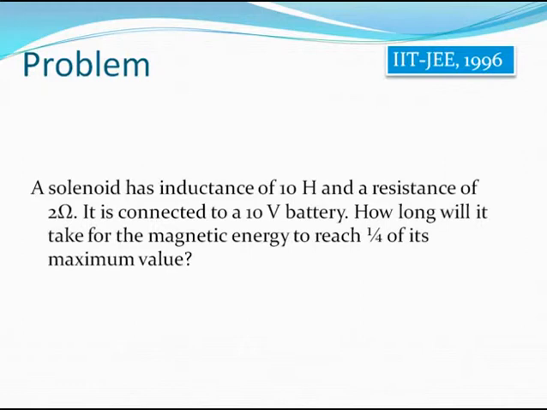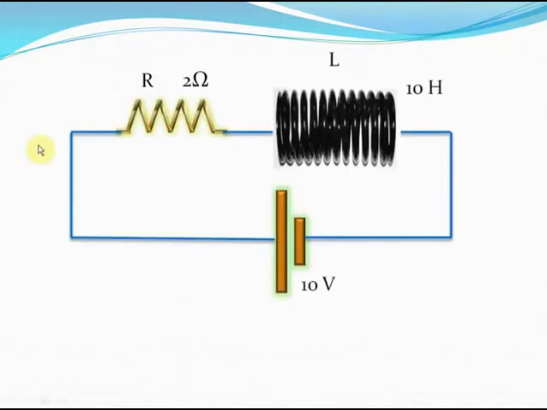Now at first glance, this problem is very tough, but let's draw a diagram first. This question basically has a battery of 10 volts, a resistor of 2 ohms, and an inductor of inductance 10 Henry. By the way, I forgot to mention earlier that Henry is the unit of inductance. So that's the SI unit of inductance, and you'll be encountering this unit often.